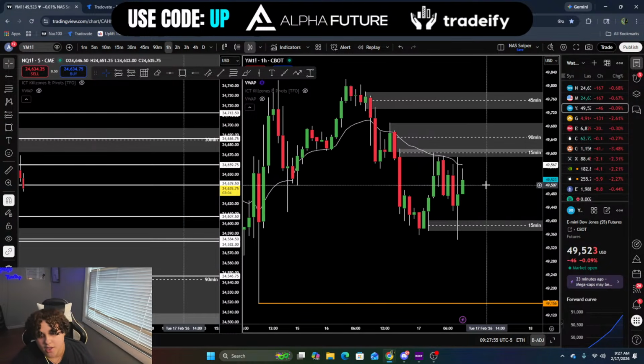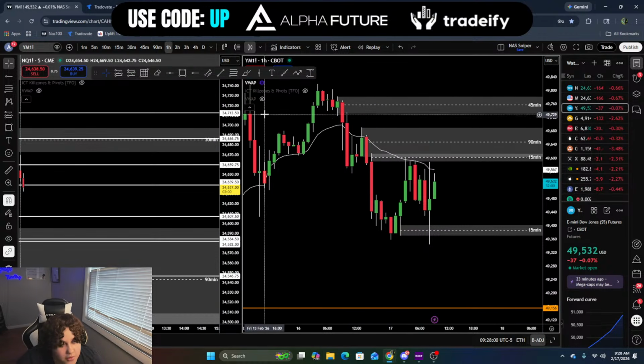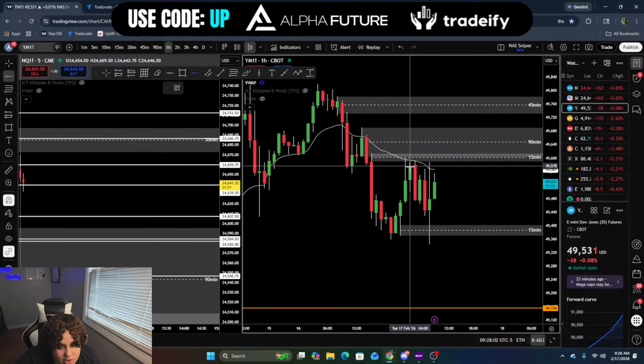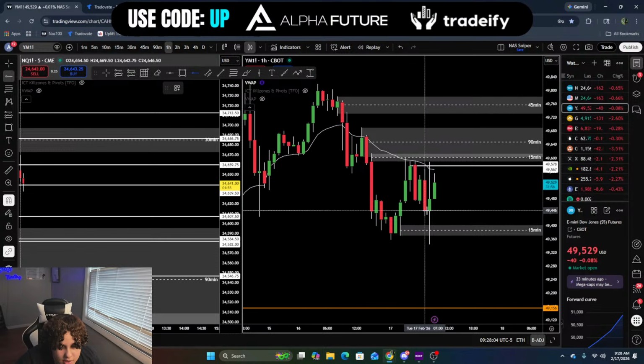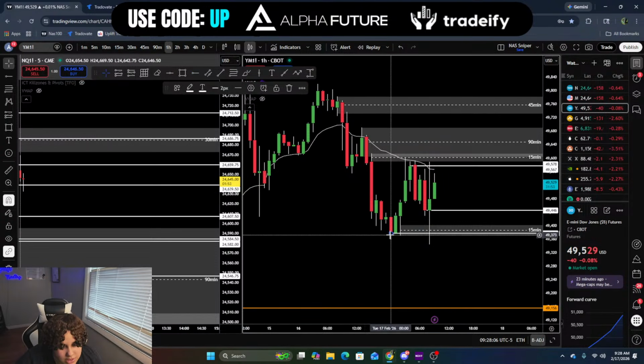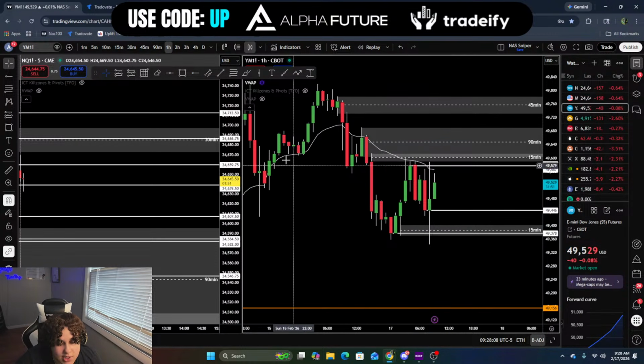But yeah, I like how US30 looks on the bigger time frame. For me, it's just I won't trade it unless it goes up once it opens. Because if it goes down, I'm most likely gonna miss out on that move.